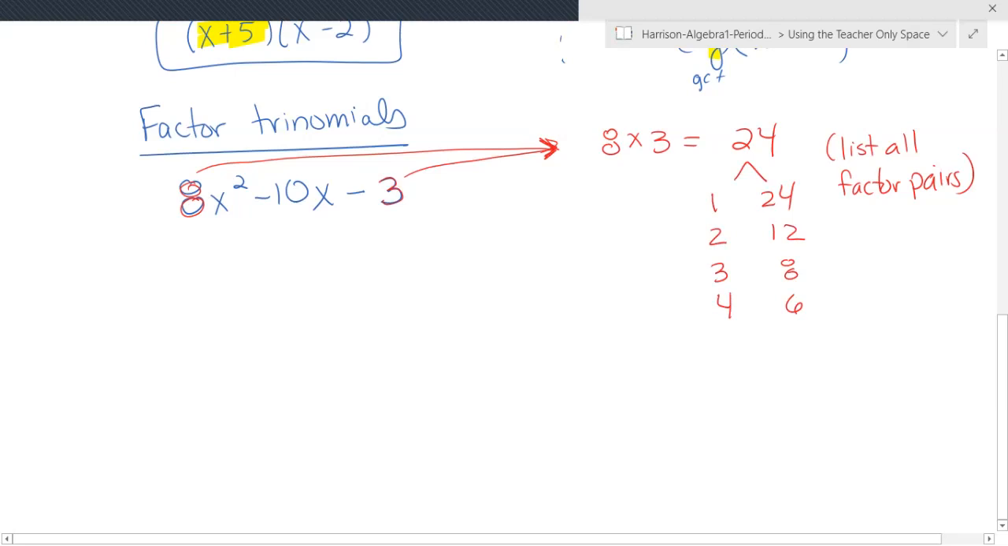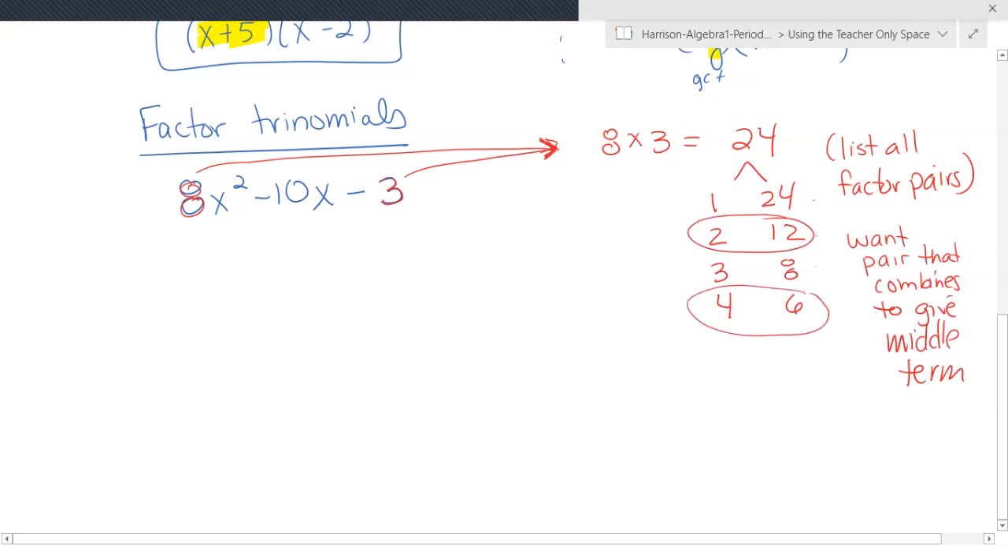Okay, now we want to pick the pair of these that combines by adding or subtracting to give us the middle term, which in this case is 10. So looking at our pairs, I see two possibilities. 2 and 12 could give you 10 by subtracting, and 4 and 6 could give you 10 by adding.